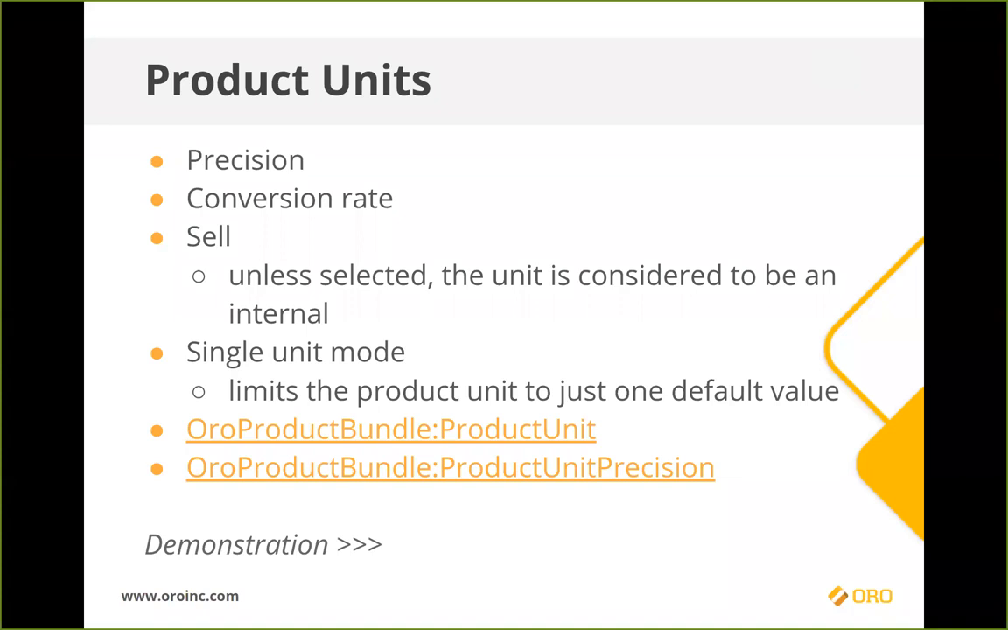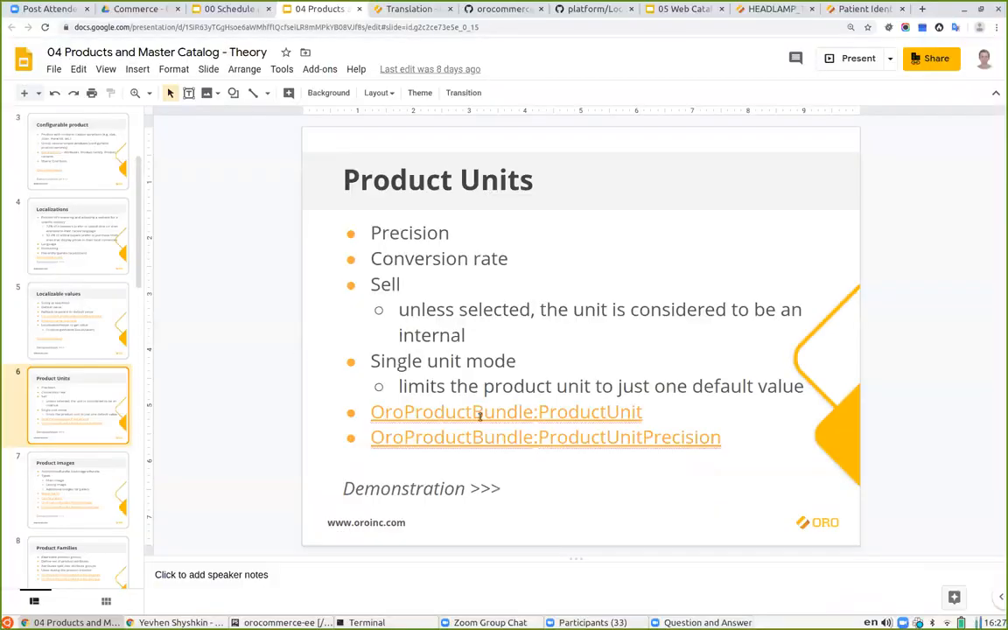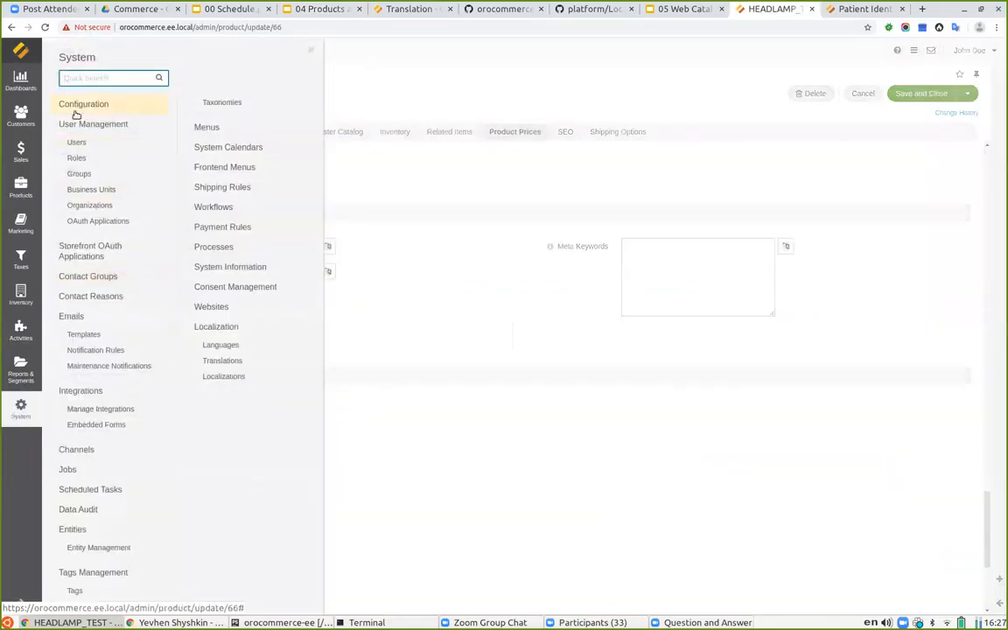Product units can be sellable or not sellable. Not sellable are usually the internal units. And there is also a way to enable single unit mode, which means that all products, both on the storefront and on the backend, will use only one unit. This single unit mode is nice for some cases, but you have to know that it has to be enabled from the very beginning to make it work.